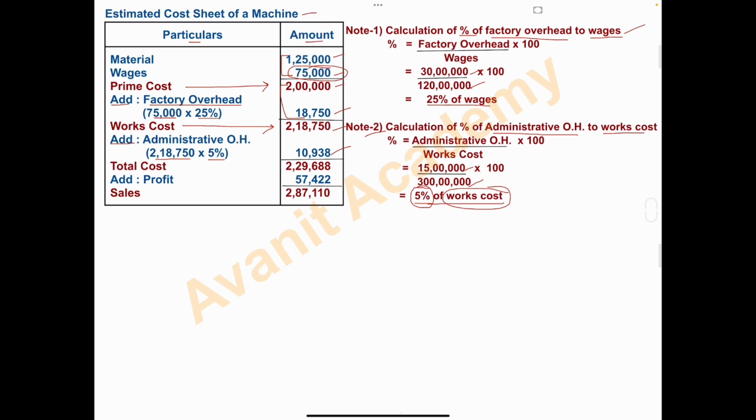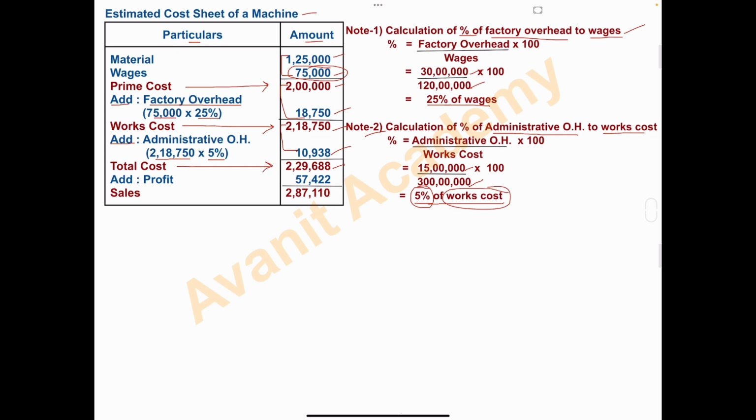You will get 10,938. Add these two amounts. 2,18,750 plus 10,938. Okay, you will get 10,937.5. So total will be 2,29,688. This is called total cost.